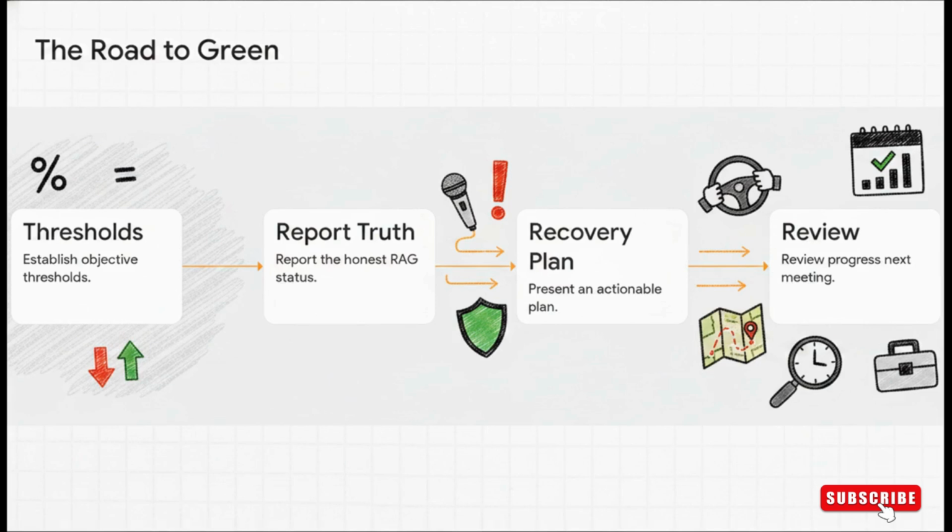First off, establish objective, mathematical thresholds. For example, if we are exactly 20% over budget, it is automatically red. No subjective debate allowed. Second, report that truth without fear. Third, and this is the big one, simultaneously present your actionable road to green recovery plan. You have to show them exactly what decisions or resources are needed right now to steer the ship back to safety. And finally, review that specific progress at the very next meeting.